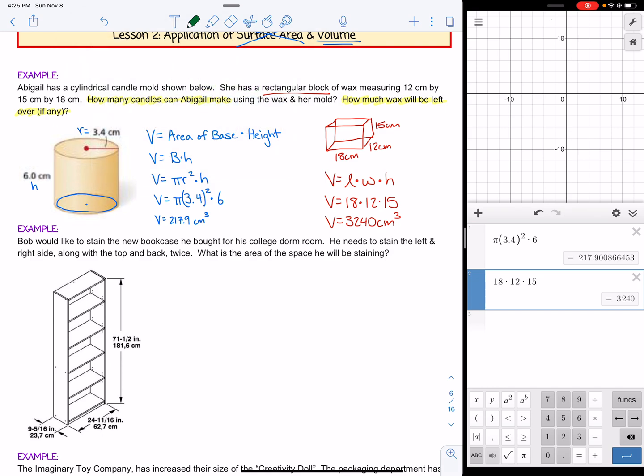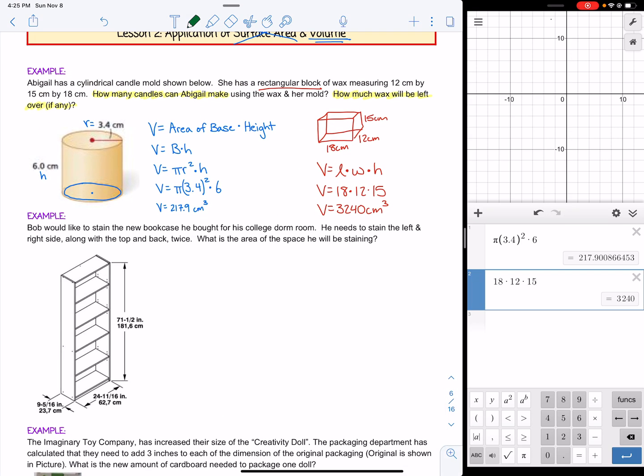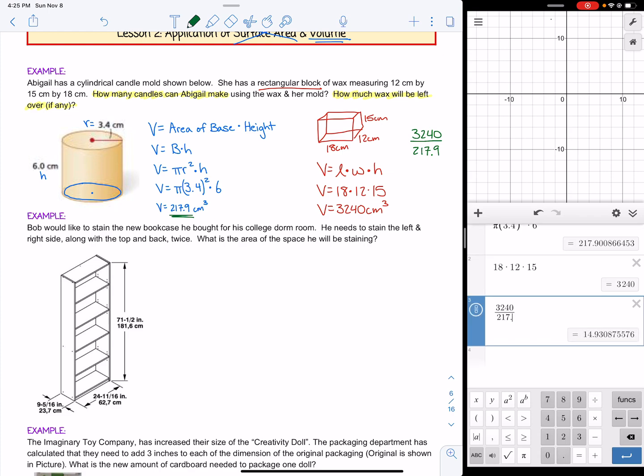So two questions there, and we haven't quite answered those just yet. So we need to take the total amount of wax, the 3,240, and divide by the amount that each candle takes, which would be 217.9, to figure out how many candles she can make. So 3,240 divided by 217.9. She can make 14 candles. She does not have enough for 15, so don't round up in this case. She only has enough to make 14 candles.